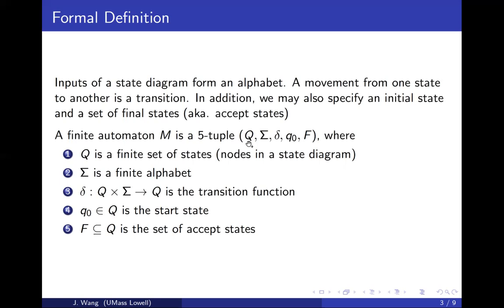You can think of this as our memory, which are the nodes in a state diagram. It's labeled. And big sigma is an alphabet. This is for inputs. It is also a finite set. Small delta is a transition function, which maps a state and an input to a state, either a new state or it remains in the same state. So it is called a transition function.